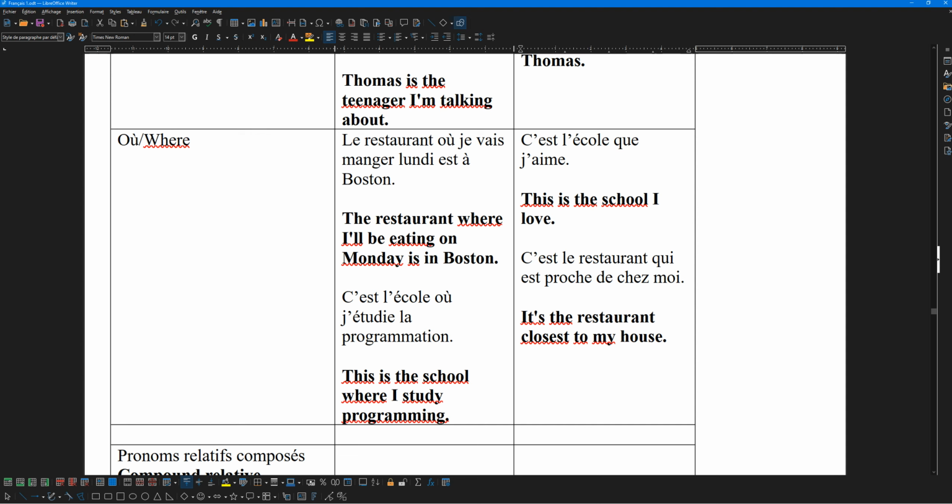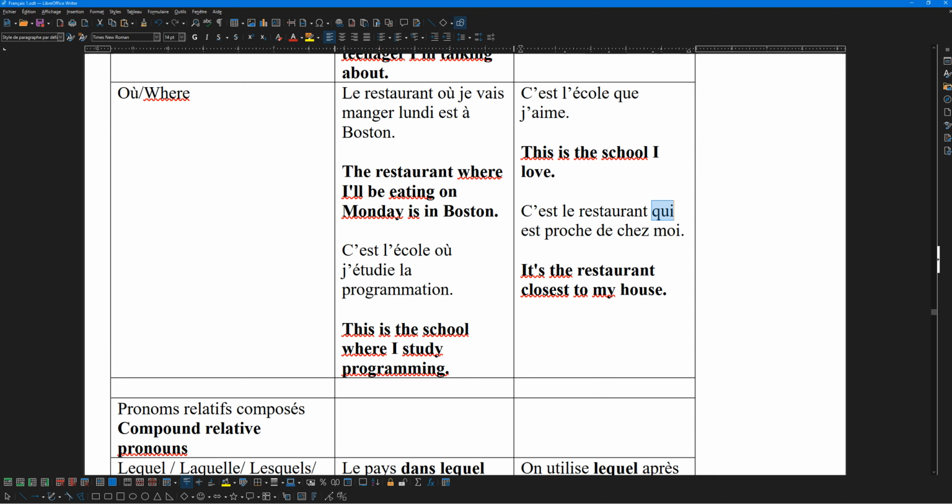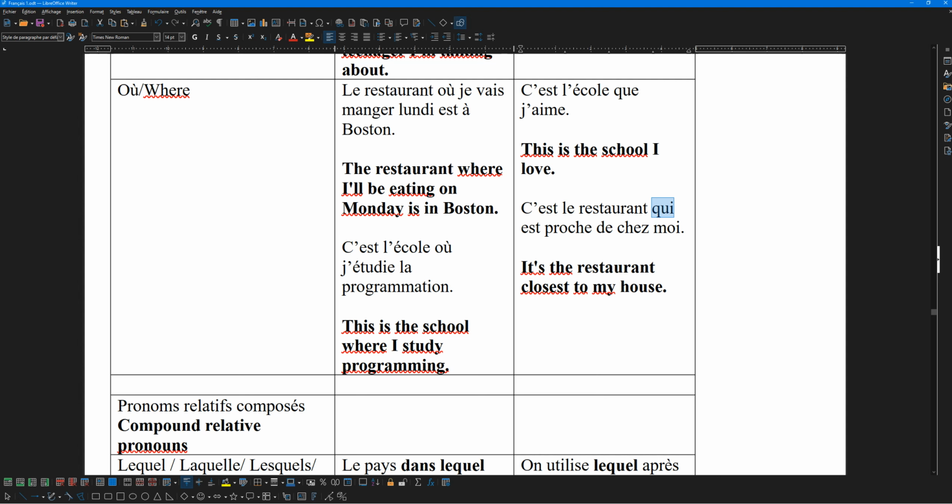It's the restaurant closest to my house. C'est le restaurant qui est proche de chez moi. Near my place. Closest to my place. So here, the restaurant is replaced by qui because there's nothing in front of the verb here. So qui will be doing the action. Qui est, that is near my place. So the subordinates that I showed you until now are the basic ones, the most used.